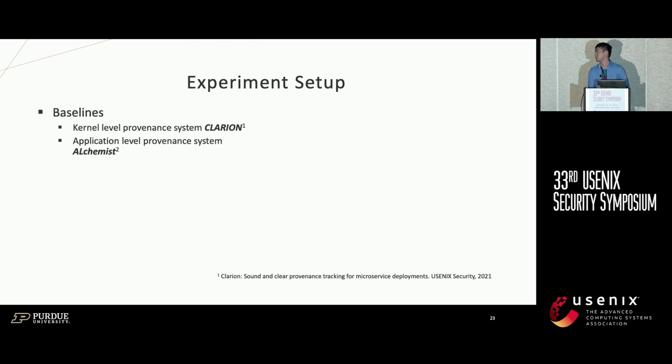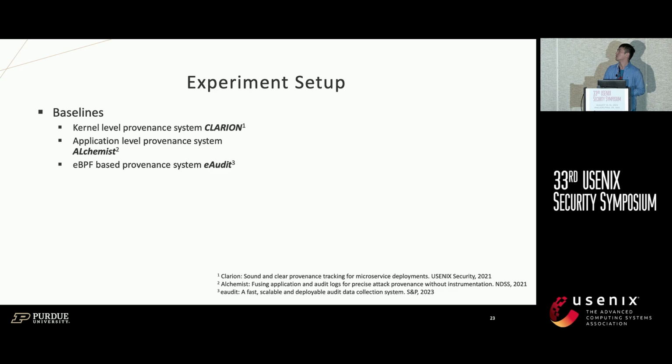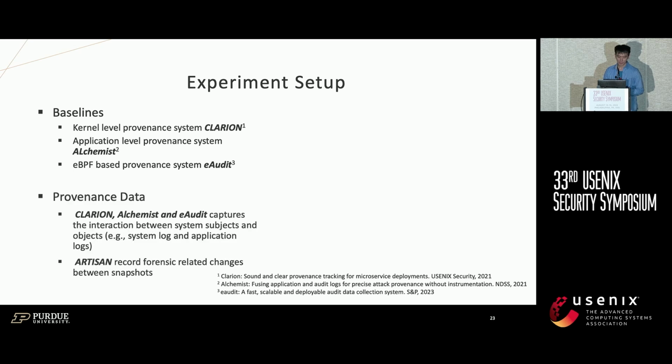We compare with 3 different baselines: 1 kernel-level provenance system, CLARION, 1 application-level provenance system called Alchemist, and a recent eBPF-based provenance system, eAudit. The provenance data for the 3 baselines captures the interaction between the system subject and object, in this case the system logs and application logs. For our system, the provenance data is the forensics-related changes between different snapshots.